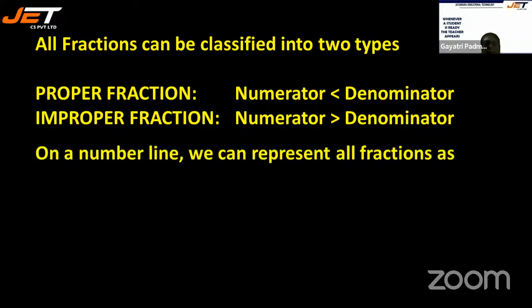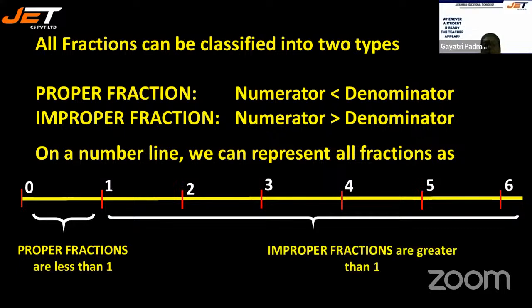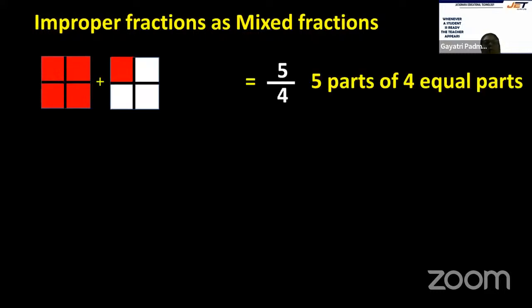All right. Now on a number line, we can represent all fractions like this. Proper fractions are less than 1. Then from 1 to 6, improper fractions are greater than 1. Okay. So now you need to identify like this. How many are shaded? 5. Isn't it? So 5 out of 4 equal parts. Right?